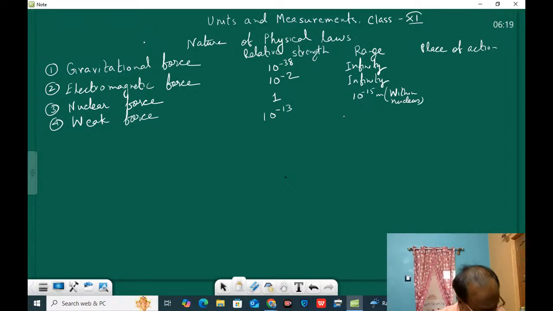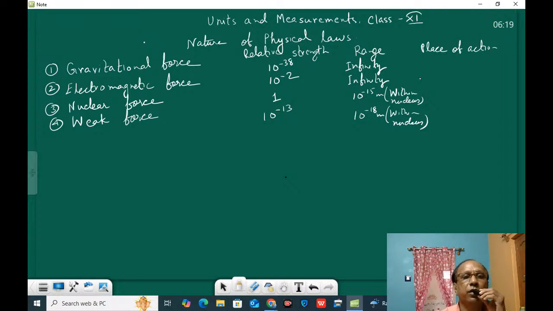The fourth one is weak force, which acts within 10 to the power minus 18 meter, also within the nucleus. These are the various forces we deal with in the nature of physical laws: gravitational force, electromagnetic force, nuclear force, and weak force.